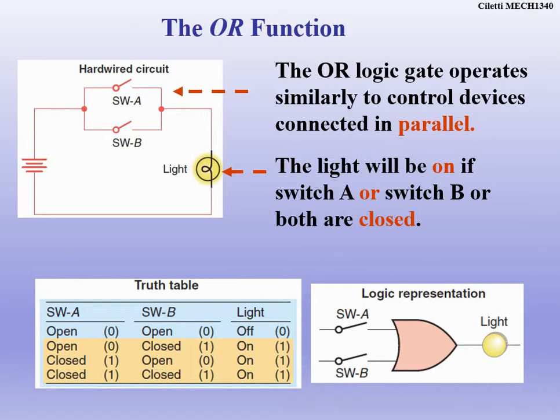Okay, so when we have a real circuit here, in order to turn the light on, we can say, all right, if switch A is closed, the light will turn on, or if switch B is closed, the light will turn on, or if switch A and switch B are closed, the light will turn on. So either one of those scenarios will turn the light on. The only way for this light to be off is if switch A and switch B are both open. All right, so there's the scenario of an OR.